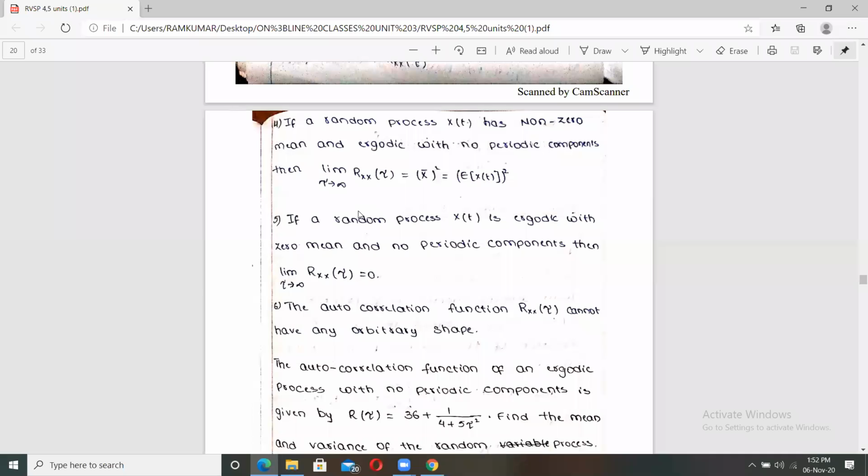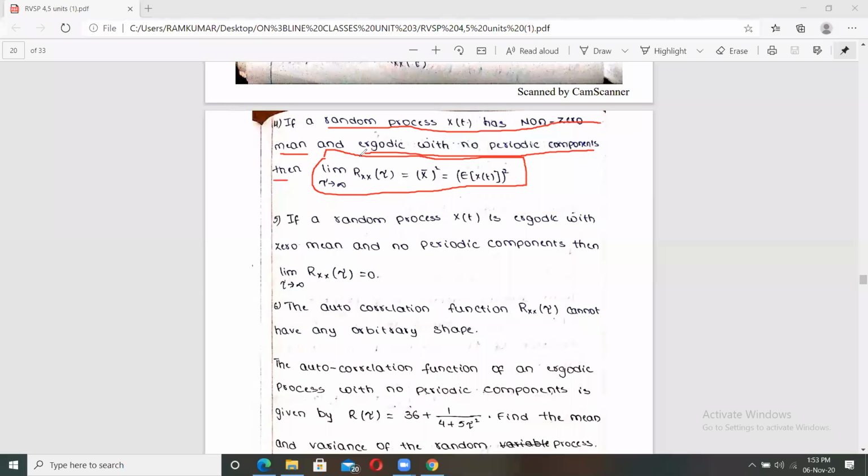Similarly, these are the general properties. If a random process x of t has non-zero mean and is ergodic with no periodic components, then limit tau tends to infinity R of tau is equal to E of x of t whole square. These are about ergodic or ergodicity. We will discuss ergodicity in the next topic.